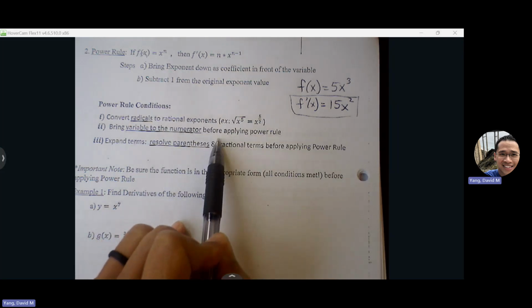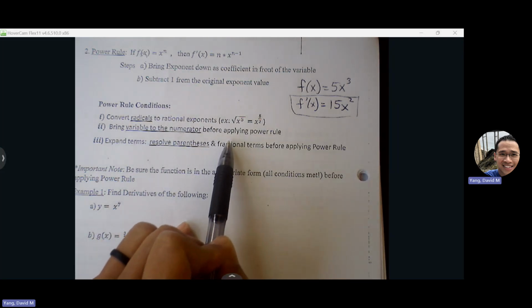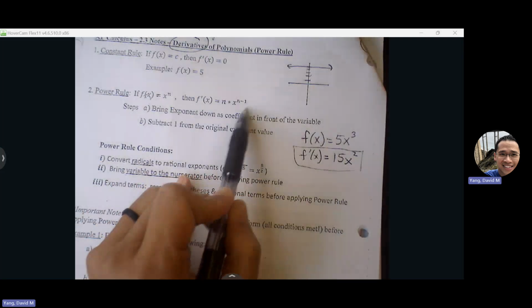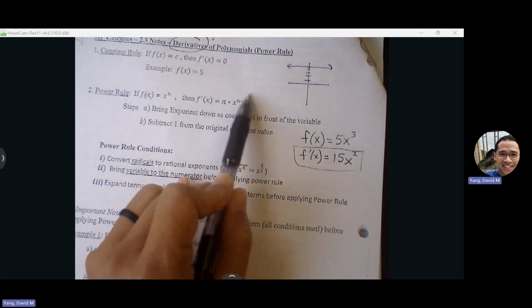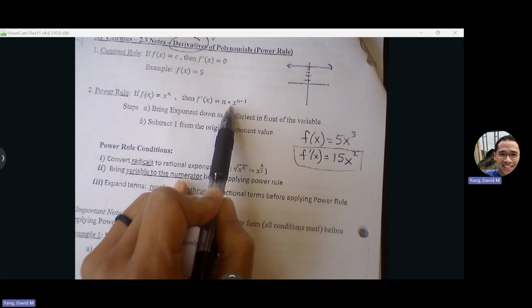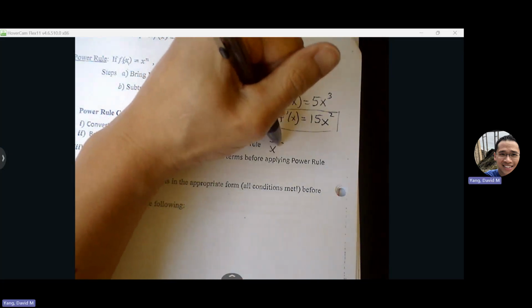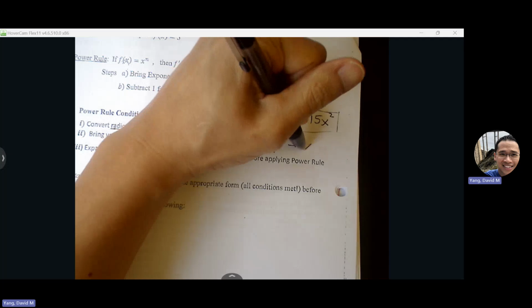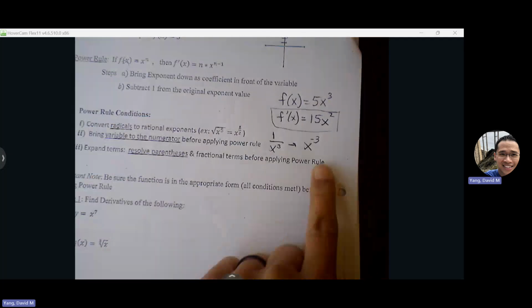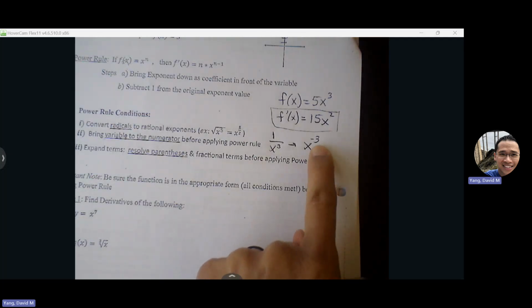Next up, power rule only works if the variable is in the numerator. If your variable is in the denominator, we have to bring it up first because this power rule is designed for the numerator only. It's not designed if that variable is in the denominator. So for instance, if I had 1 over x cubed, I first have to rewrite it as x to the -3 before I do my power rule process, before I bring the exponent down and subtract 1 from the exponent.